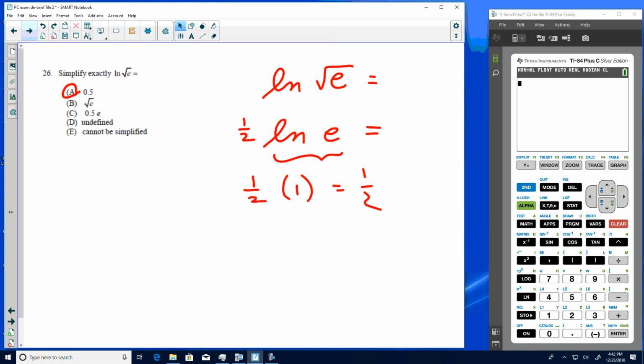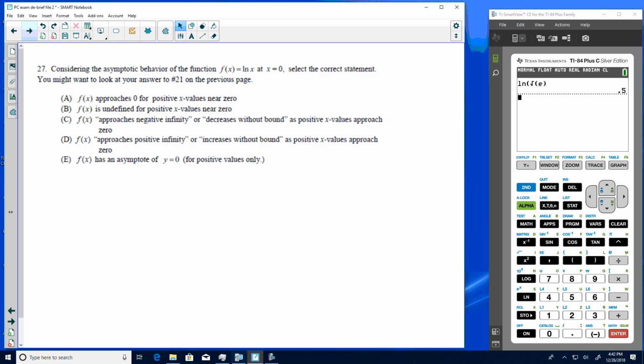Interestingly enough, you could have done this on the calculator if I just said, what is the natural log of the square root of E? And find the E key. It's way over here by the pi key. And sure enough, you get 1/2, 0.5. 27. Considering the asymptotic behavior of this function.